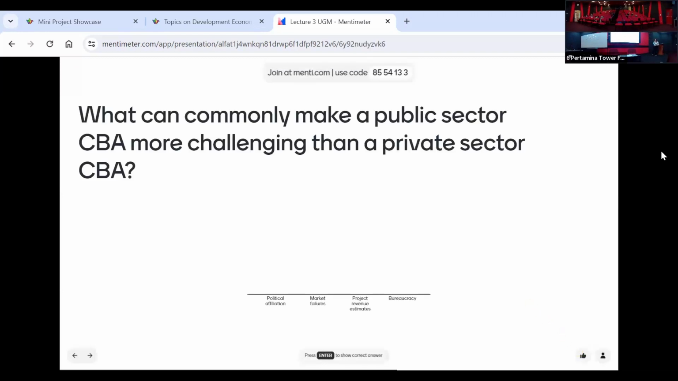Refreshed. So what commonly makes a public sector cost-benefit analysis more challenging than the private sector? Is it political? Is it market failures? Is it project revenue estimates? Is it bureaucracy? And there is only one correct answer, okay? I know you all want to say everything, but you have to choose. There is one correct answer.